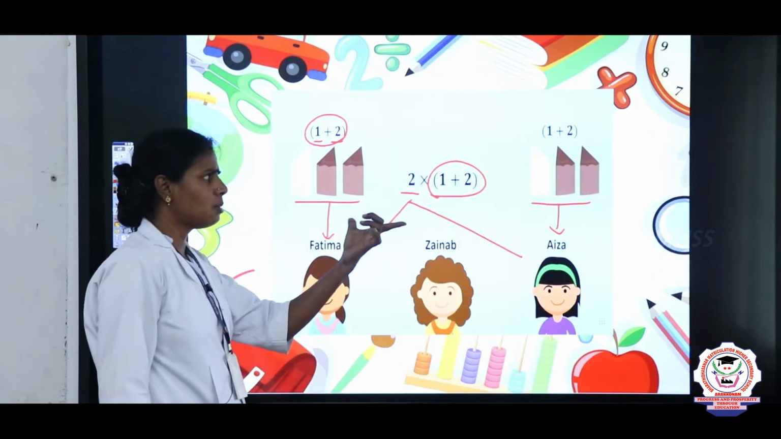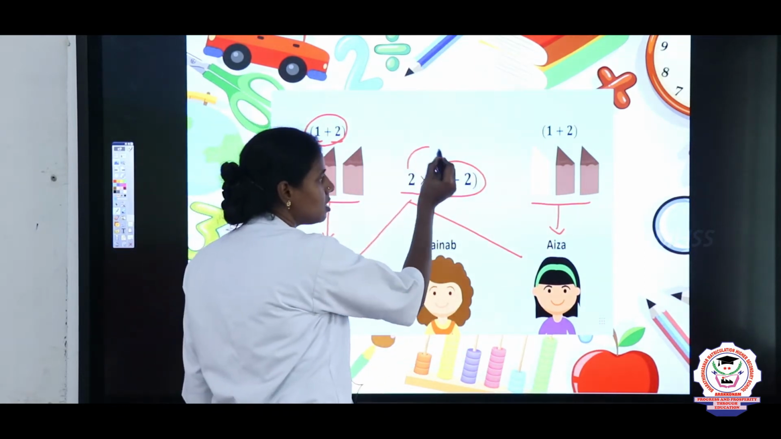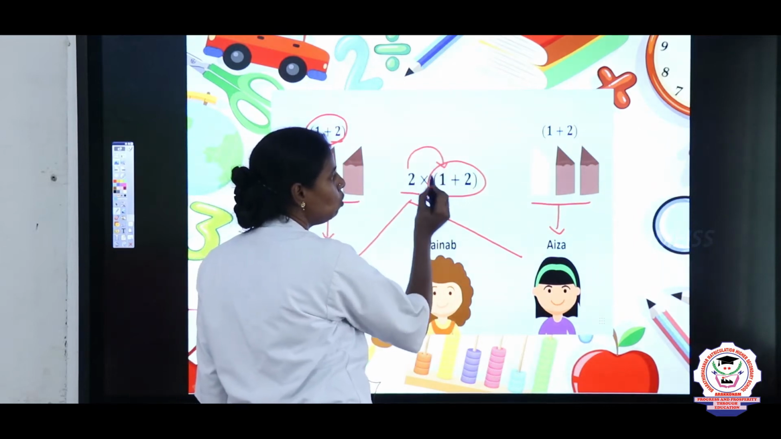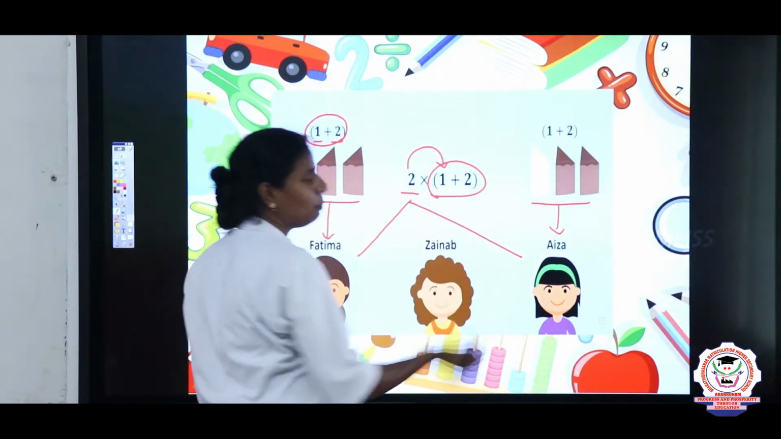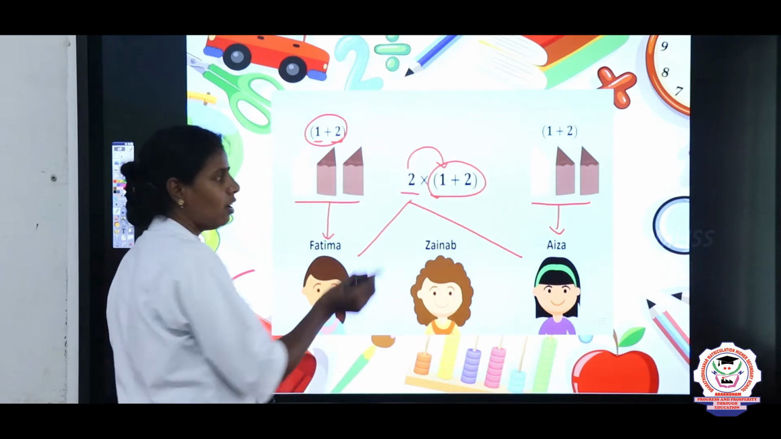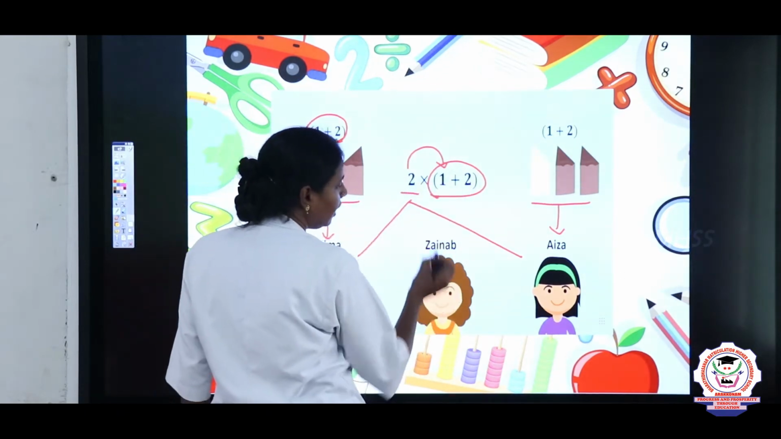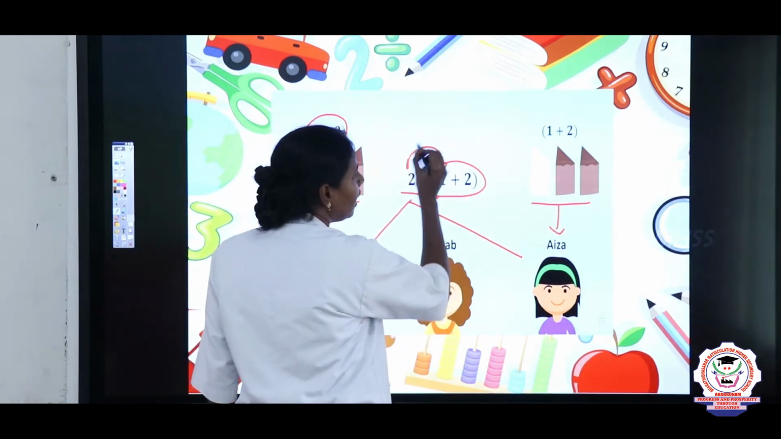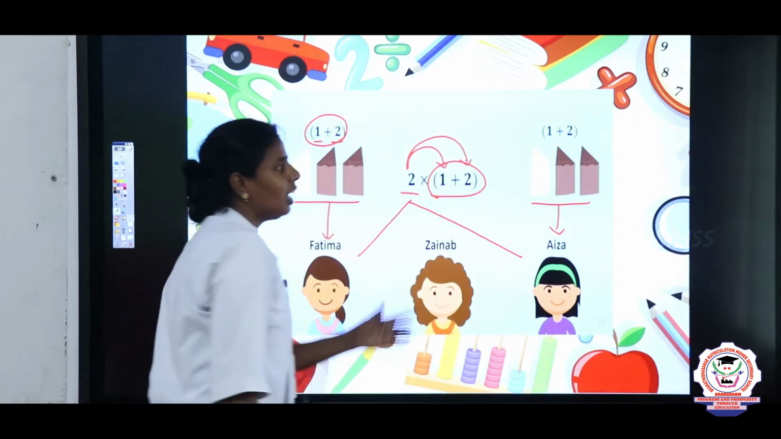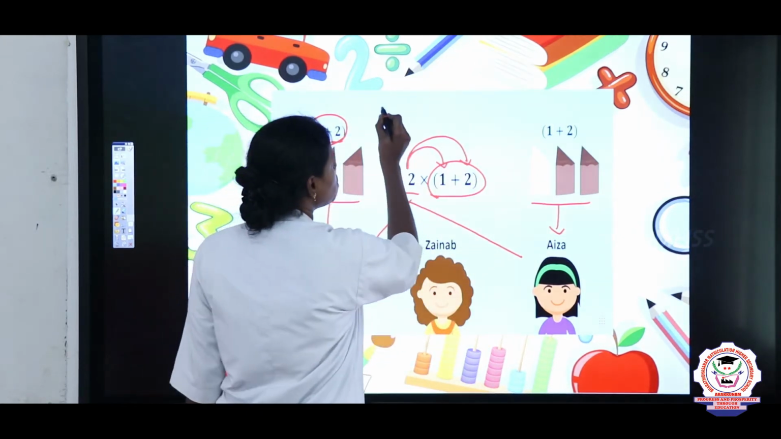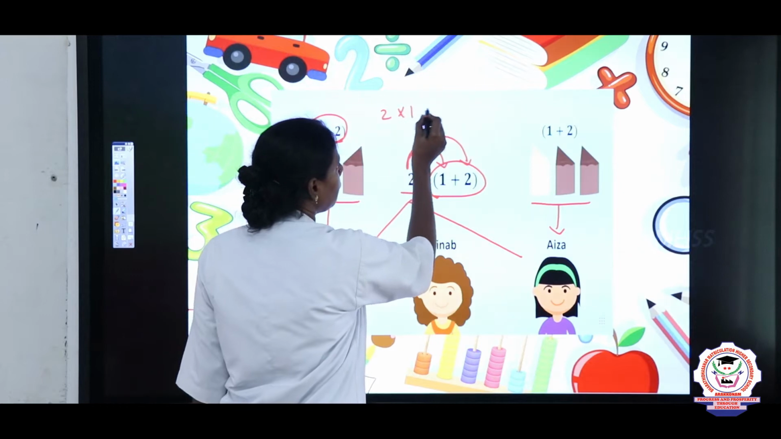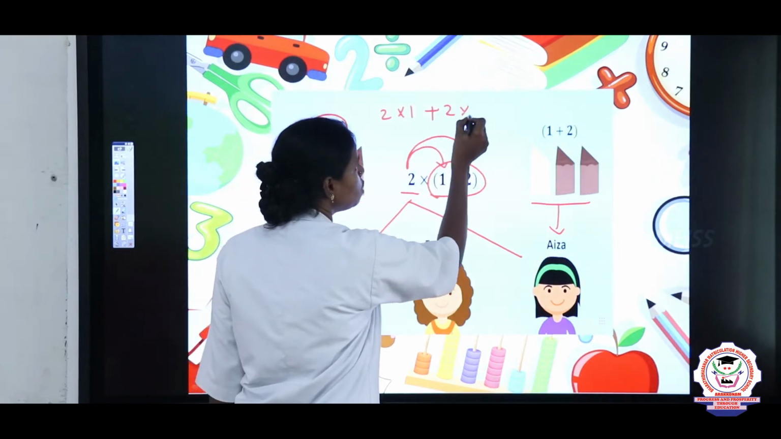Here, what is the distributive property? Here she distributes the cakes like this. For one friend she gives 1 plus 2, and to another friend 1 plus 2 set of cakes, right? See, 2 into 1 and 2 into 2. Here the distributive property is 2 into 1 plus 2 into 2.